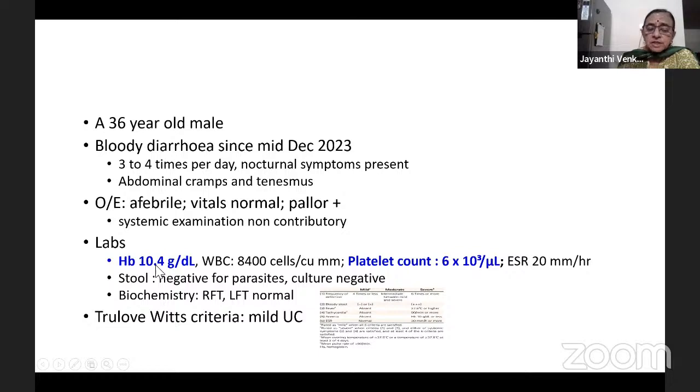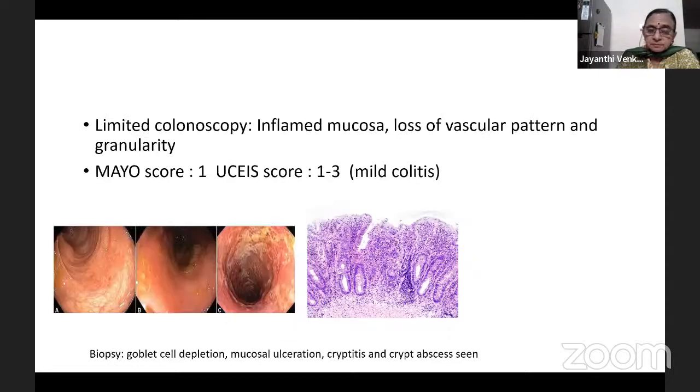The lab investigations revealed anemia and thrombocytosis. Stools were negative for parasites and cultures. And based on Truelove and Witts criteria, the patient was in the category of mild ulcerative colitis.